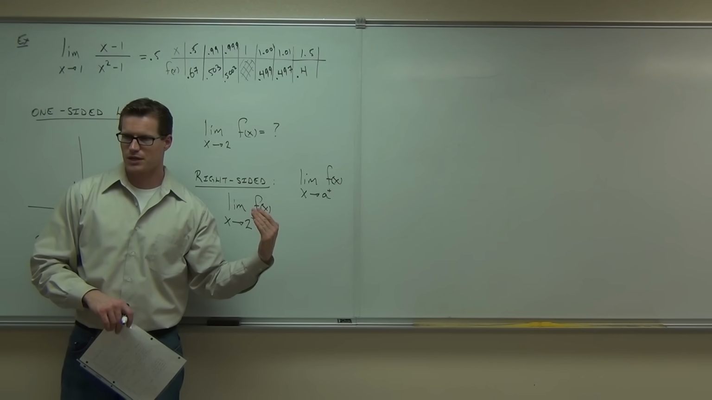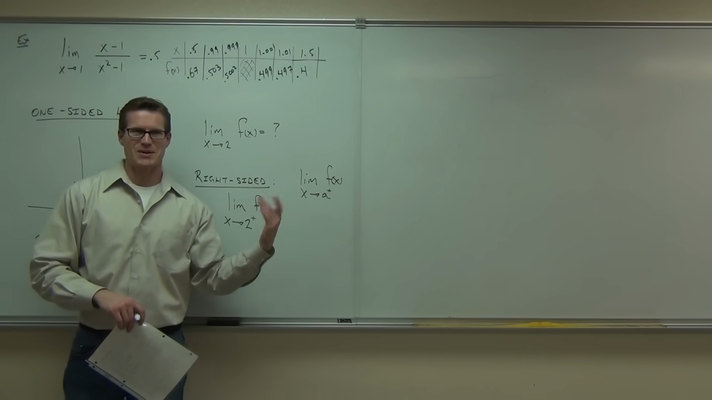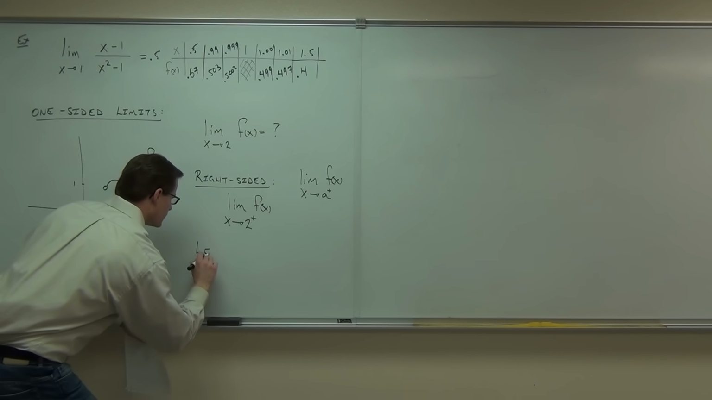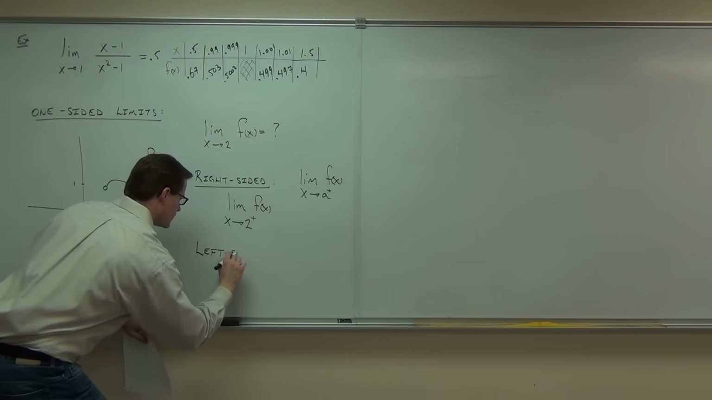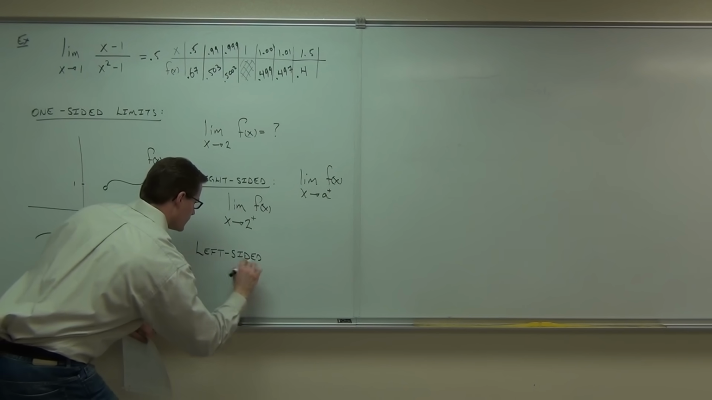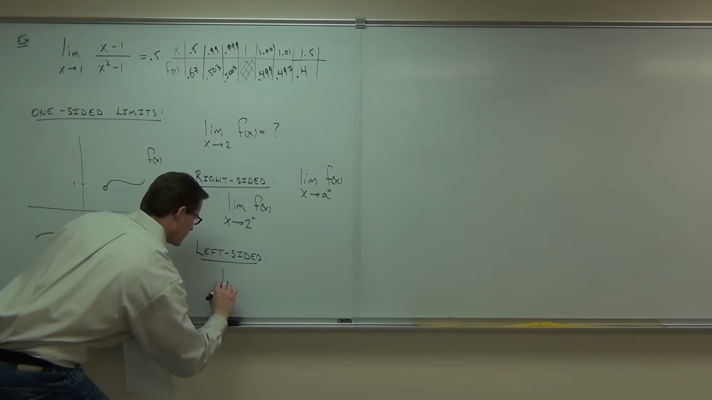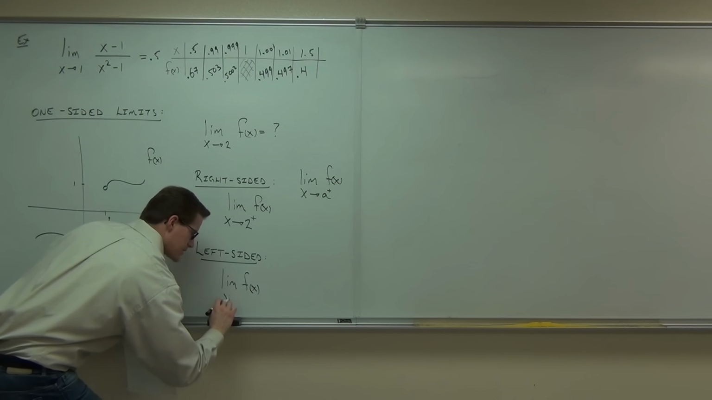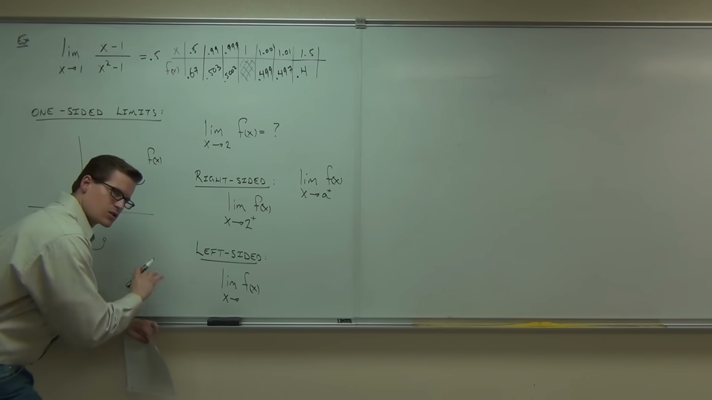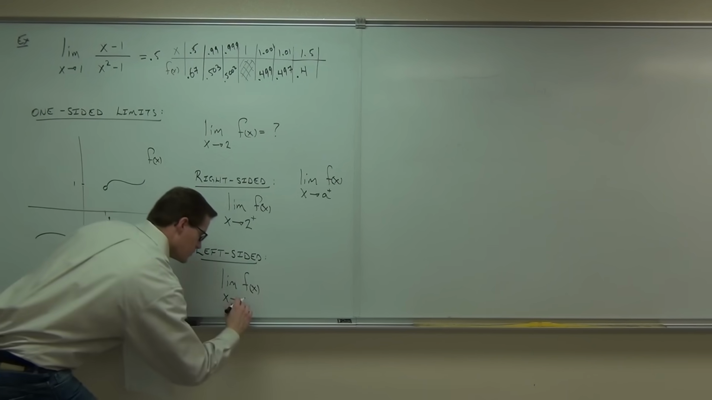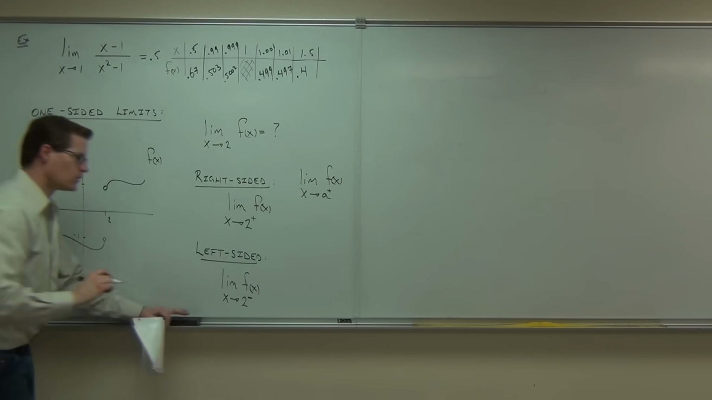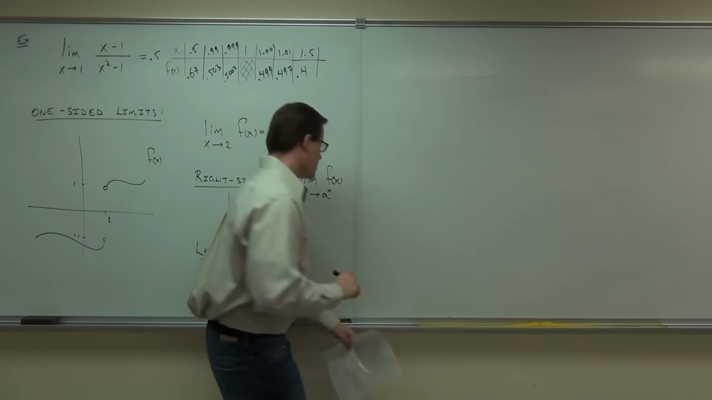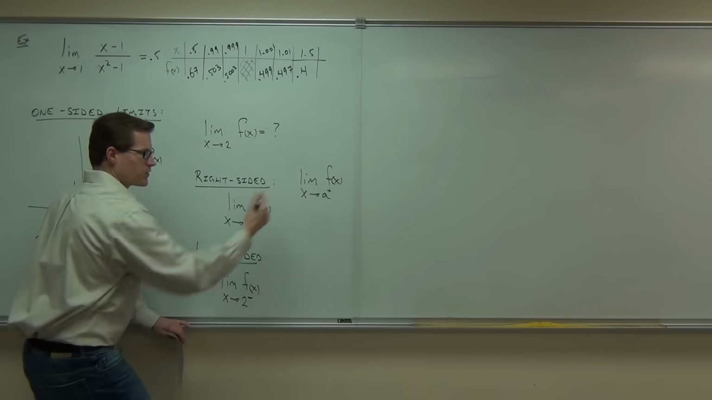What do you think a left-sided limit is going to have? Ooh, you guys are geniuses. Exactly. A left-sided limit would be a limit of f of x as x approaches a certain number. In our case, our certain number is 2. And that little minus or negative is from the left. In general, we'd have the same situation, only from the left.